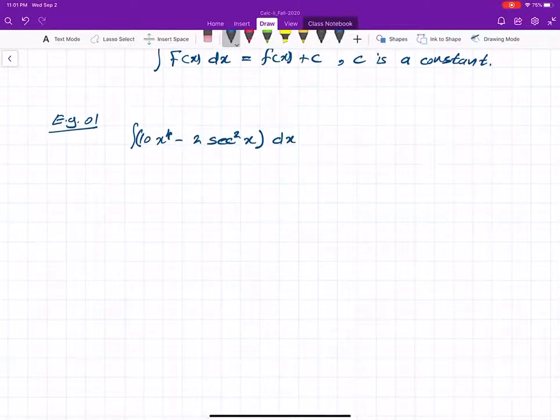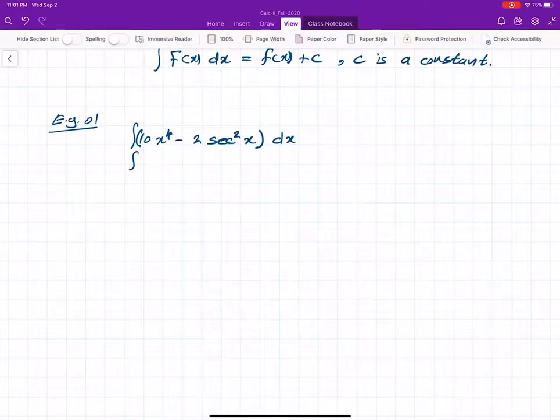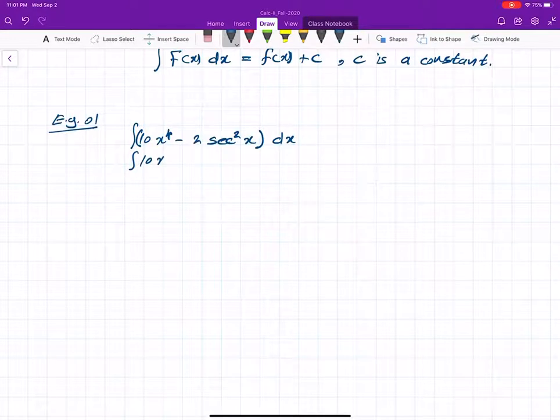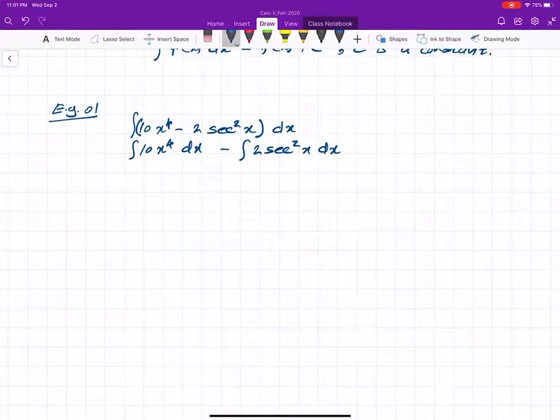So here the first property explains you can split this into two problems like this. First you write 10 x to the power 4 dx, and minus, then you write 2 secant square x dx. That's a property I gave you early. Now another property in that list says you can get the constants out.